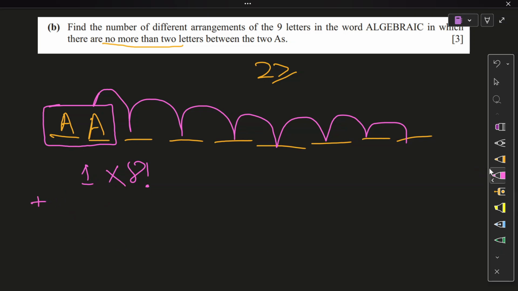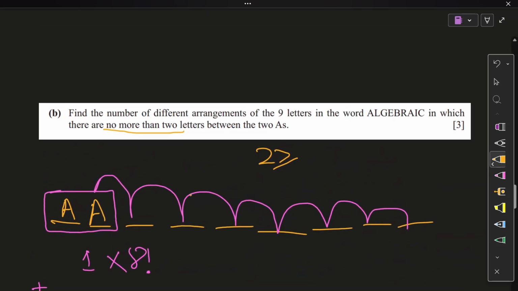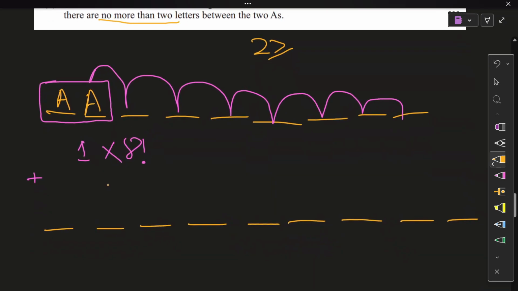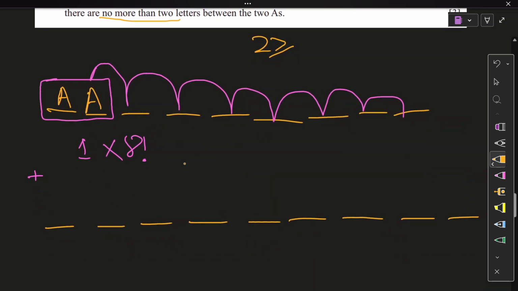The other case is having one letter between the two A's. How do we do that? Let's figure it out. 1, 2, 3, 4, 5, 6, 7, 8, 9. There we go. By the way, in this 8 factorial, does anything repeat? Anything moving around that repeats? Nothing, only the A's were repeating. Always question that, please, and make sure you count it right. Those are two things you always question.